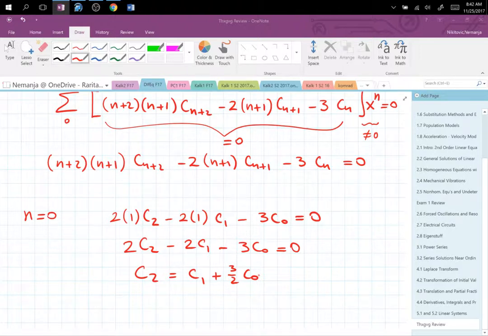Are you happy with this one? Just a little bit of algebra. When you plug in 0 for n, that's 2 times 1. 0 is for n, so we have c2 minus, again, 0, so 2c and c1.